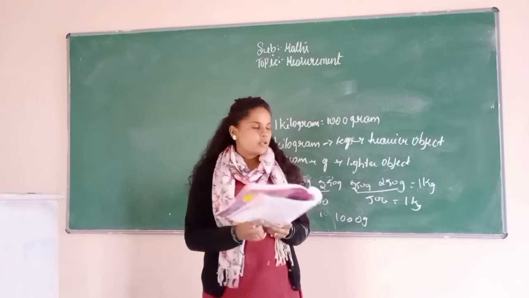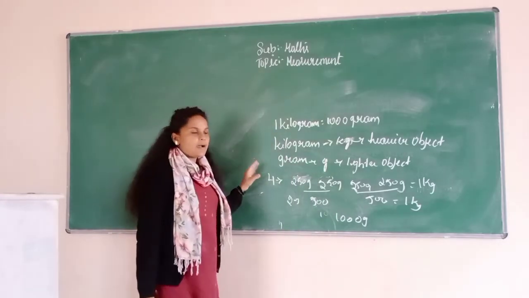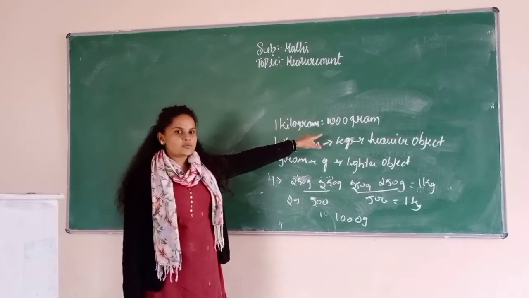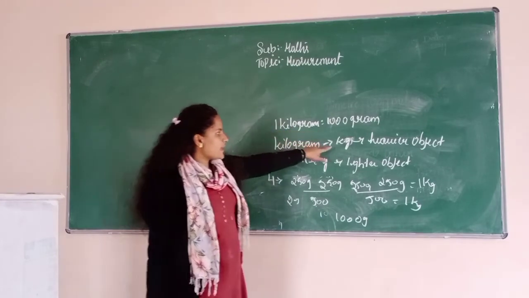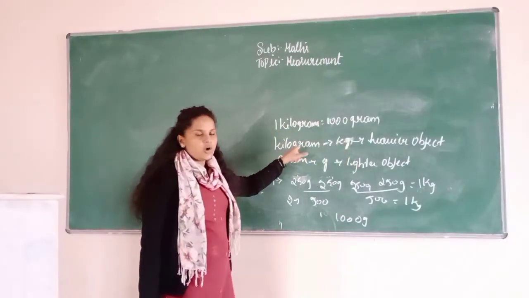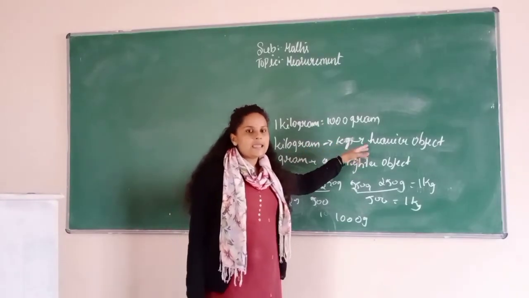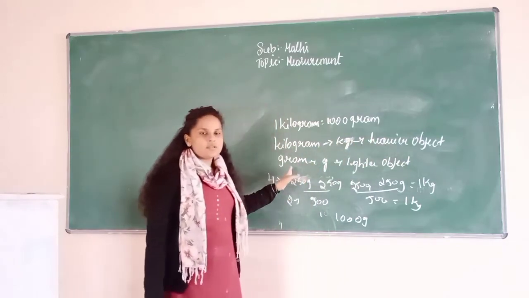Okay children, so we have the units of mass, that is kilogram and gram. 1 kilogram is equal to 1000 grams. Kg stands for kilogram, K stands for kilo, g stands for gram. Kg is used to weigh the heavier object. Gram is used to weigh the lighter object.